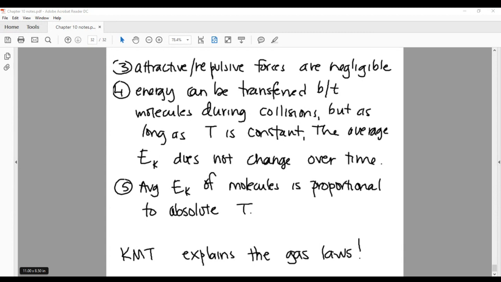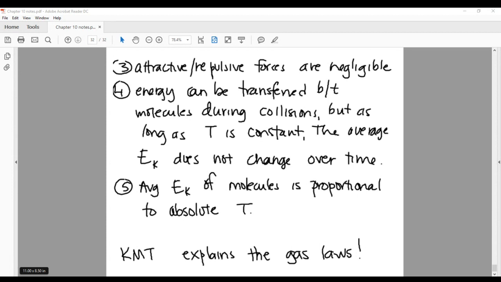which means they're colliding with the walls of the container more. And they strike the container more forcefully. So more collisions, more forceful collisions, means that pressure is going to increase. And so an increase in temperature leads to an increase in pressure. So we can apply our kinetic molecular theory to understand the gas laws.